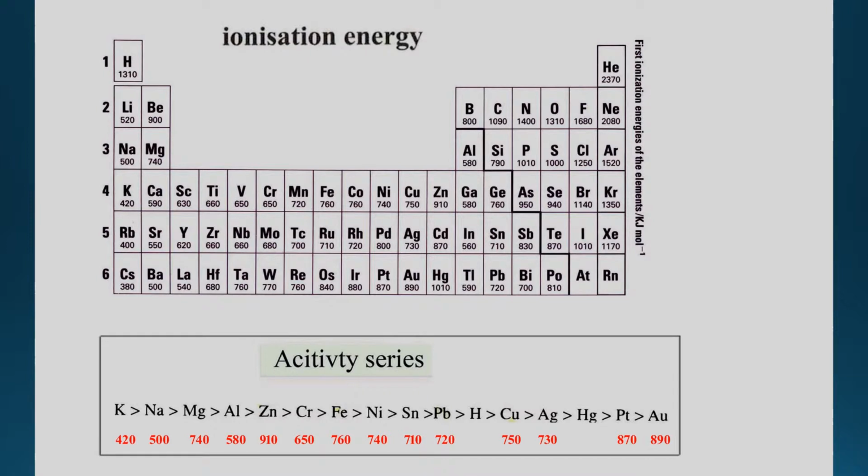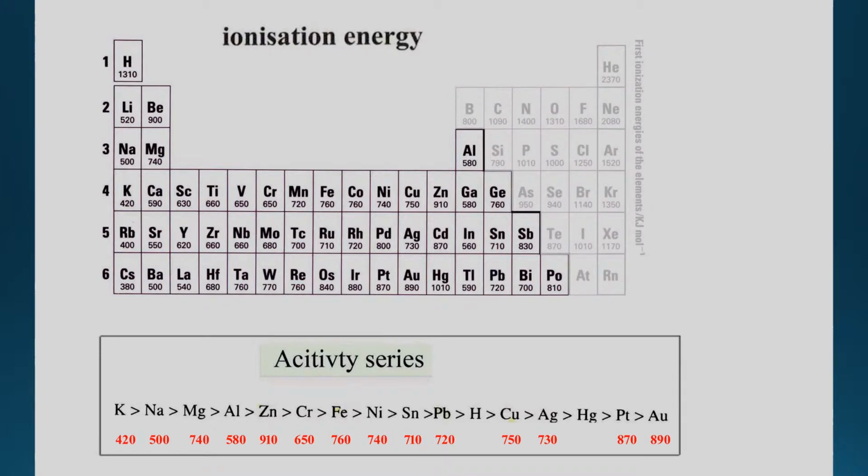Now we ignore the non-metals because we're dealing with the metal topic. This activity series will also show, just like ionization energy, that the more reactive metals have the lower number, and the least reactive metals have the bigger number. We will use this activity series to test in our coming experiment.